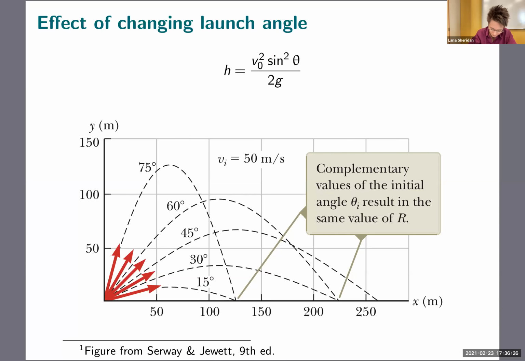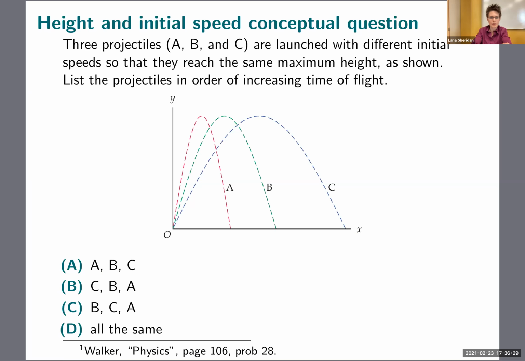Okay. So let me ask you a question. 3 projectiles, and we'll answer it on Mentimeter, so let me put the code up real quick. It will be for today, 7359416. Okay. 3 projectiles, A, B, and C, are launched with different initial speeds. In that last picture, they were all launched with the same initial speed. Here, they're launched with different initial speeds, so they reach the same maximum height as shown. List the projectiles in order of increasing time of flight. So you're thinking the shortest time of flight up to the longest time of flight. That's how you're going to sort it, A, B, and C, however it goes.